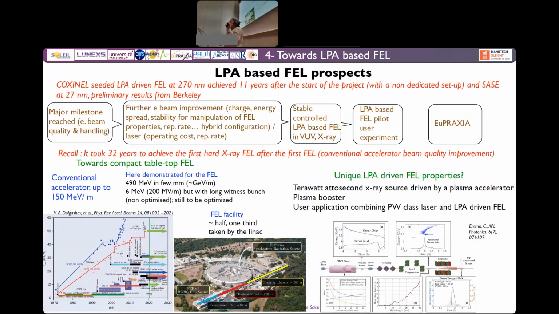And there is a SASE result at SIOM. Still, the further improvement of the electron beam quality is needed to be able to obtain a stable control LPA to be able to start with a FEL pilot user experiment. There is also a big project, EuPRAXIA, which is on the ESFRI roadmap. So this could enable to have a more compact tabletop FEL and maybe provide unique properties of terawatt attosecond and combining petawatt class laser with an FEL.